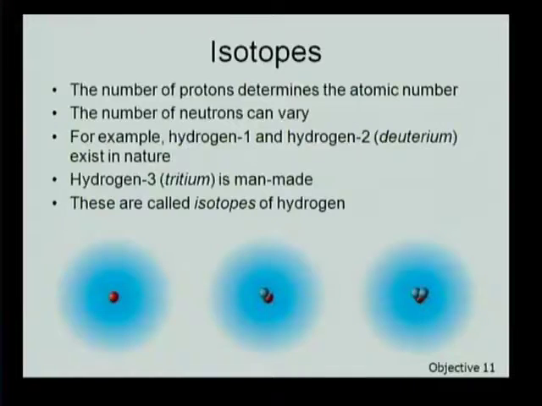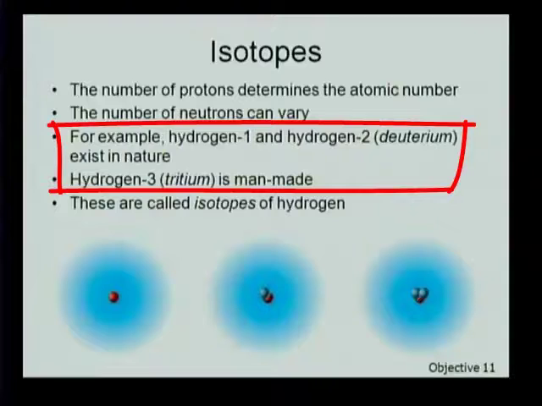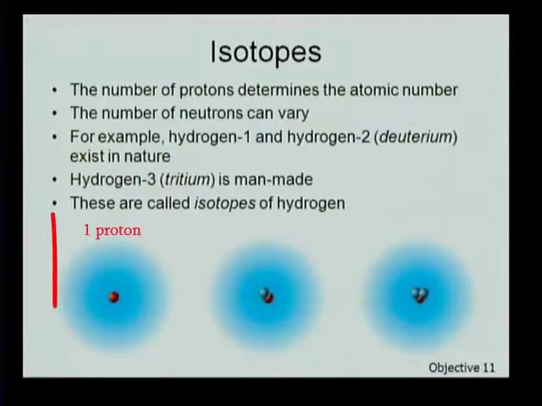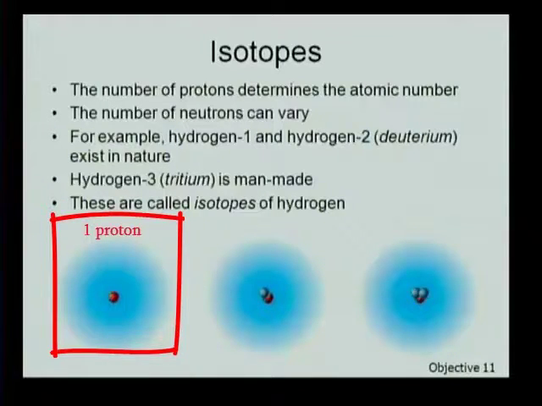A good example that we can start with is the idea of hydrogen. And hydrogen, it turns out, exists in three isotopes, two that are found in nature and one that's man-made. The first one, the most familiar and the most common one that we saw, was one proton, one electron, so an atomic mass of 1. We call that hydrogen 1, and so that's an isotope of hydrogen. It's the most common isotope of hydrogen.